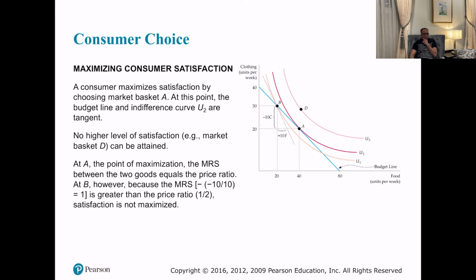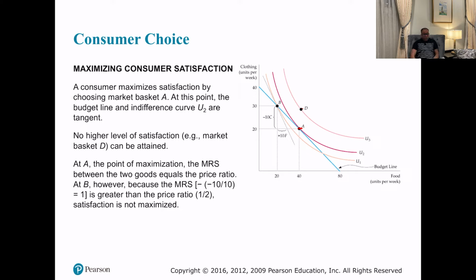So here is a case of consumer choice, maximizing consumer satisfaction. A consumer maximizes satisfaction by choosing market basket A. At this point, the budget line and indifference curve U2 are tangent. Tangent means that they have only one common point, which is A, as you see here. So this combination, 20 units of clothing and 40 units of food, gives the consumer maximum satisfaction with an income of $80, where the price of food is $1 and the price of clothing is $2.